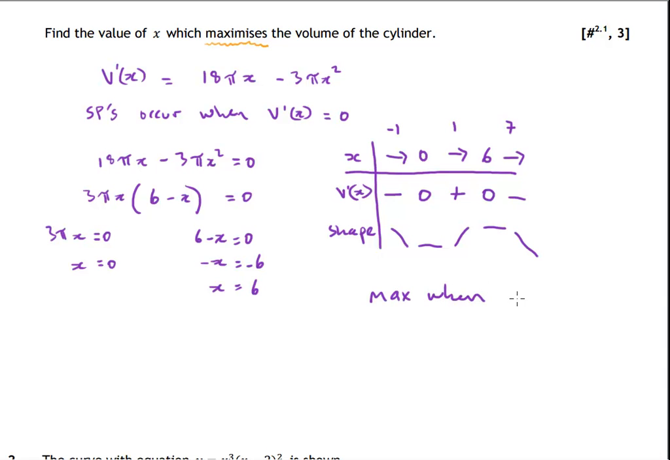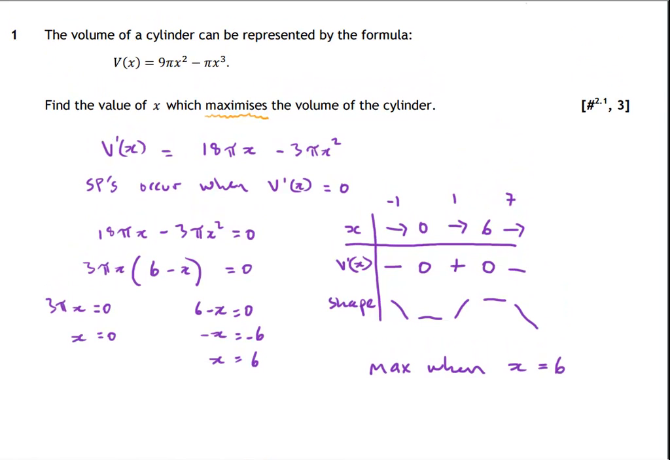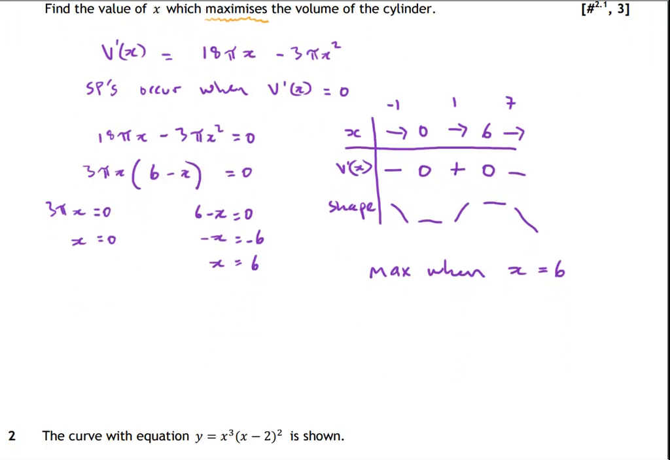when x is equal to 6. This question only asked us for the value of x, so we're finished in this case. Although you may also, in another question, be asked to find that maximum volume, and that would need you to take x equals 6 and substitute that back into the original equation, the one we worked out for him. So you would be finding V of 6. Substituting 6 in for x here and here would give us the maximum volume of that cylinder.